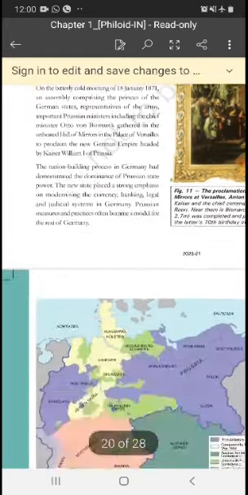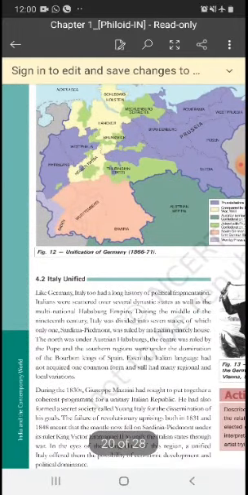Now we'll see how Italy unified. Italy was divided into seven states in the middle of the 19th century, and among all the seven states, Sardinia-Piedmont was ruled by an Italian princely house. All the other regions were dominated by different kings.